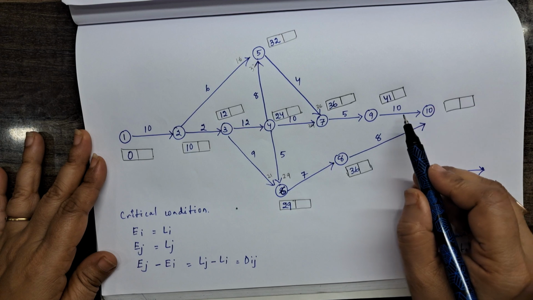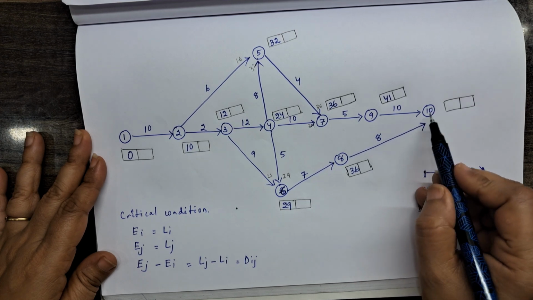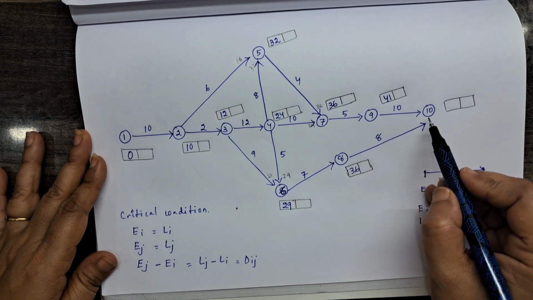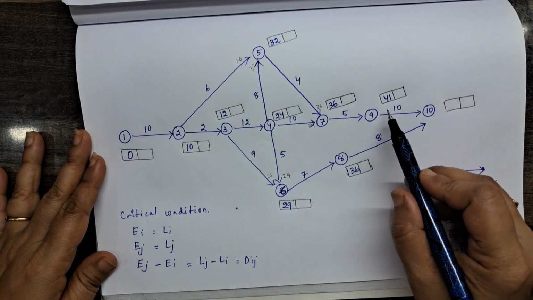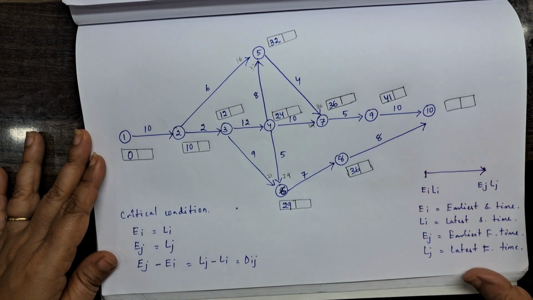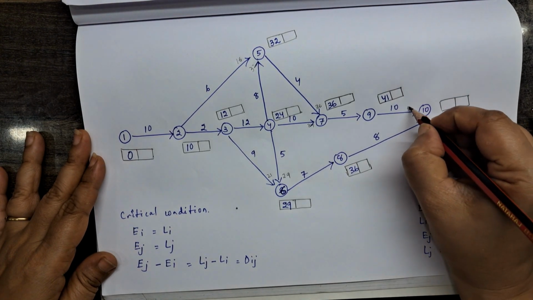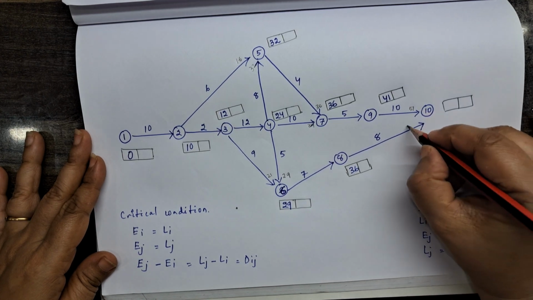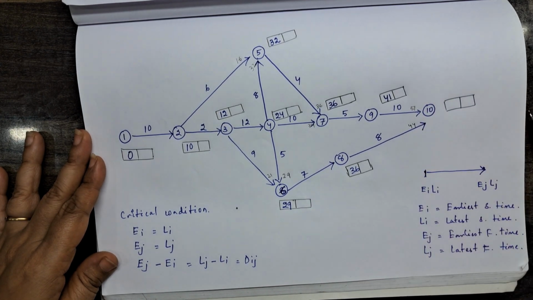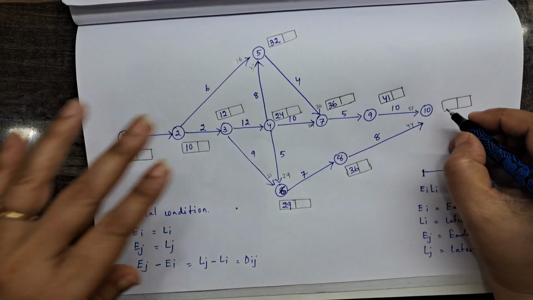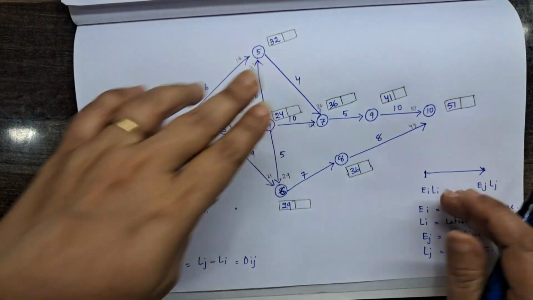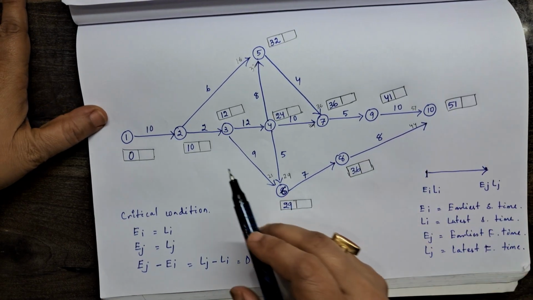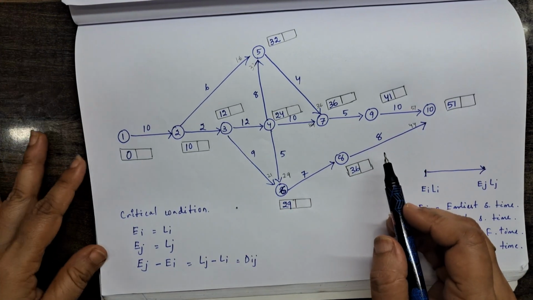At node 10, two arrows are approaching. One is 9 to 10, another one is 8 to 10. For 9 to 10, that is 41 plus 10, which is 51. I am writing 51 here. Another one is 36 plus 8, which is 44. So the maximum one is 51, and I am writing 51 here. This is our forward calculation. The forward calculation is done.